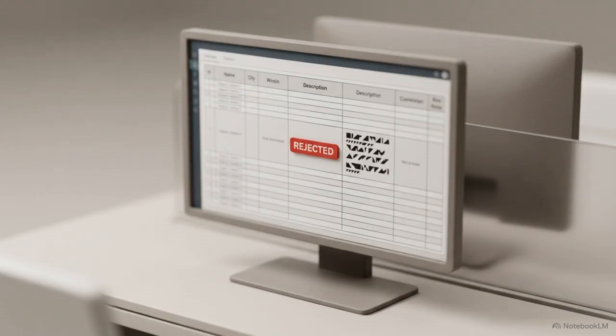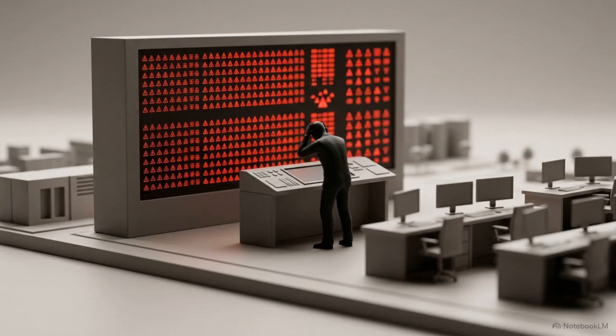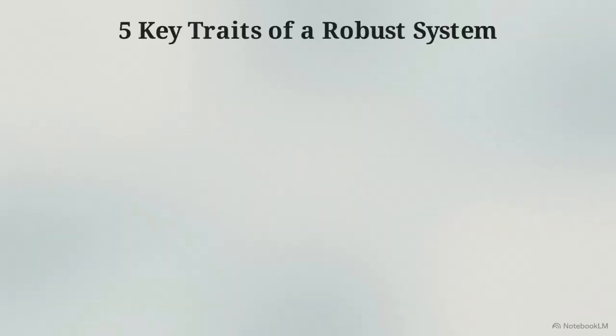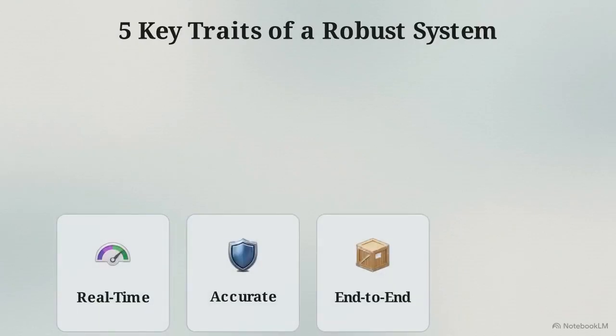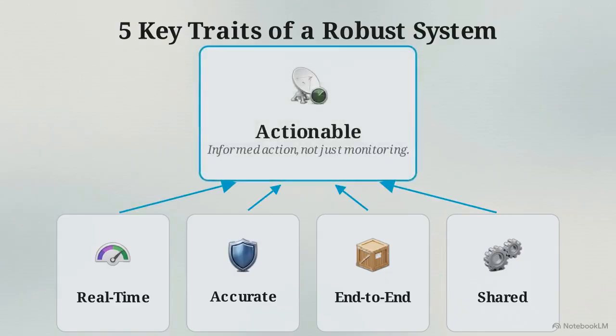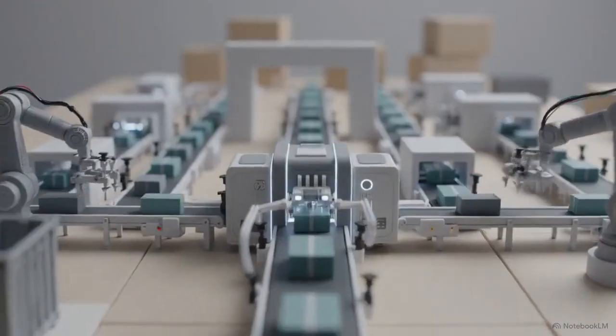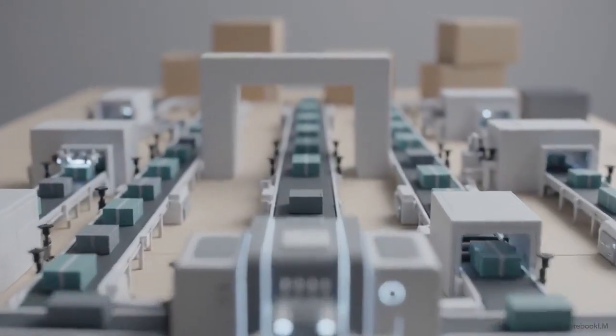Not all data collection qualifies as visibility. A common trap in logistics is confusing visibility with data overload. Generating thousands of passive location pings is useless unless that information can trigger an operational response. According to the structural guidelines, a robust system must exhibit 5 key traits. It must be real-time, highly accurate, span end-to-end without siloing, be shared across partners, and most importantly, it must be actionable. A fully mature visibility architecture physically transforms isolated data points into shared intelligence that drives immediate, informed decision-making.